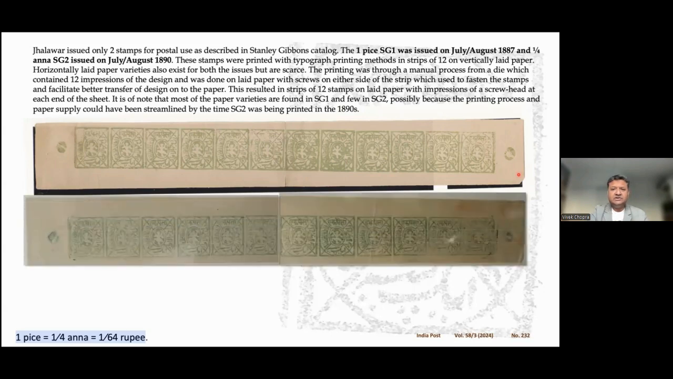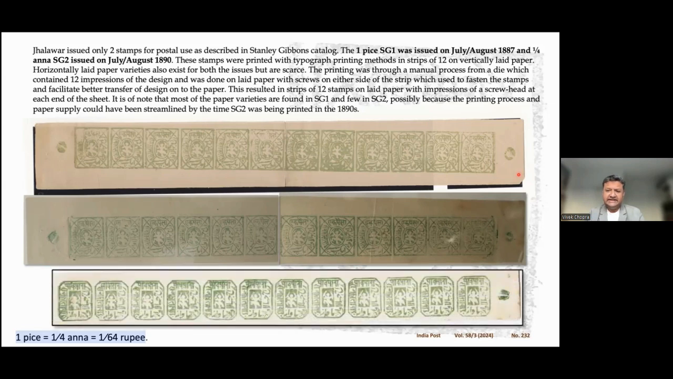So the first issue also comes in another shade, which is the blue-green shade. And you can see that here the design is slightly crisp. I'm going to talk about this a little more in detail during my talk. But the main message is that the first issue has been described, at least in the Stanley Gibbons catalogs, to have two shades: the yellow-green and the blue-green shade.